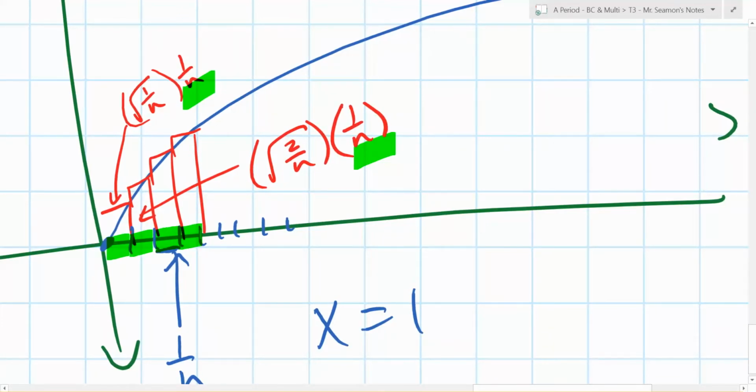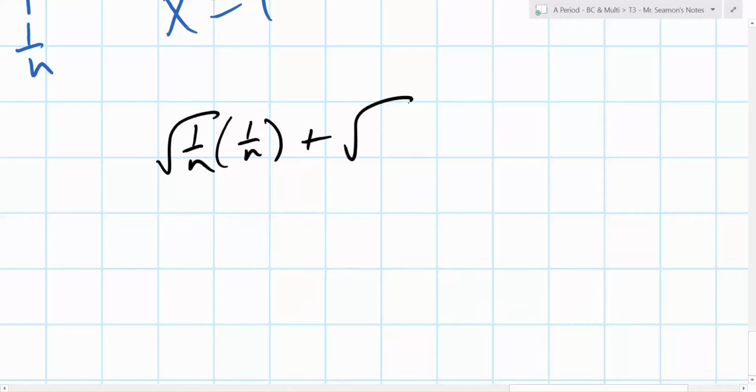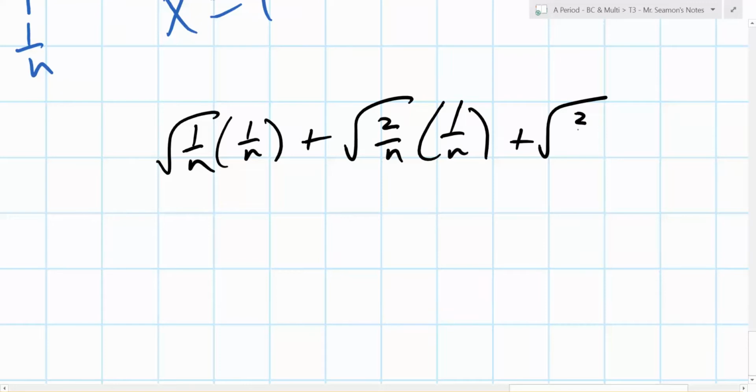But what's the height of the first one? The square root of 1 over n. What's the height of the second one? The square root of 2 over n. The square root of 3 over n. So what are you adding together, everybody? You ready? You're adding together the square root of 1 over n times 1 over n, plus the square root of 2 over n times 1 over n, plus the square root of 3 over n times 1 over n. How do you write this in limit notation?